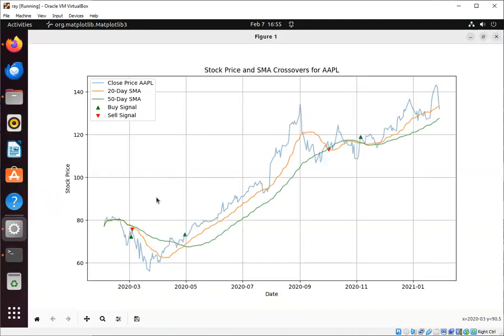So as we can see in here, we have the three lines. The first one is the close price for Apple, the orange line is for the 20 days SMA, and the green line is for the 50 days SMA. So it looks like the 20 days SMA is better. We also have the signal: the green one is for the buying signal, and the red one for the selling signal.